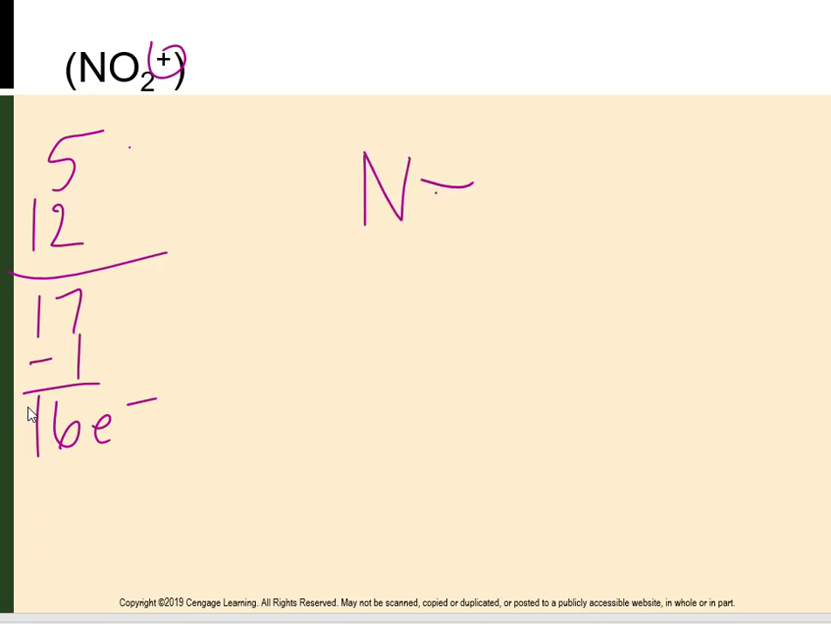So we have N and then an O and then an O. And again, it doesn't matter if your O is down or up or whatever the orientation is. Nature does like symmetry, so it would typically look something like this and be linear, whether that's up and down or side to side. All right, so right now nitrogen has 1, 2, 3, 4.